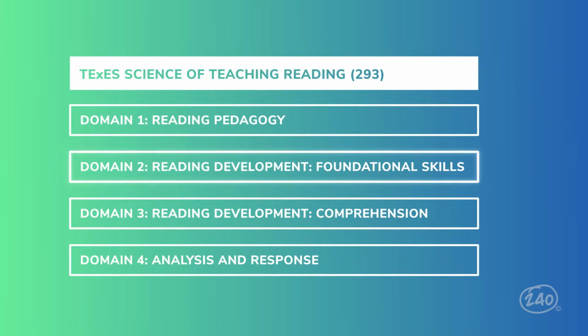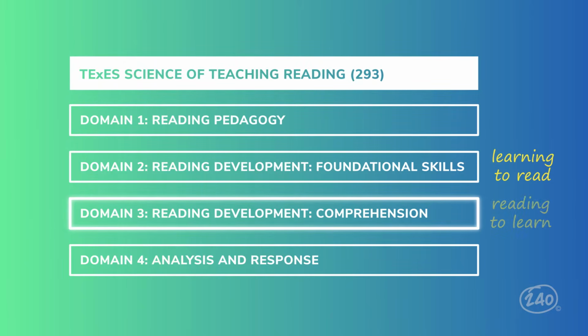Let's talk about Domain 2. In simple terms, reading development foundational skills covers learning to read, while reading development comprehension covers reading to learn. Remember those two types of weaknesses in the CRQ? Same thing here. Let's just say that learning to read is pretty important on a test about teaching reading. Plus, it's worth the biggest chunk of your exam at a whopping 43%. So let's dive into foundational skills.